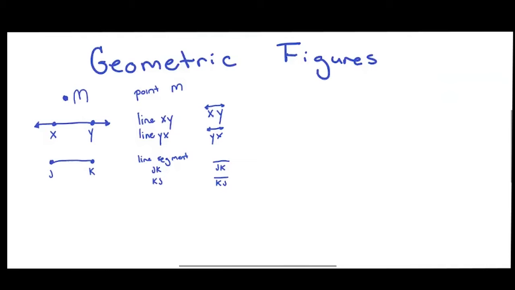Next, we're going to learn about the ray. A ray has an endpoint and then goes on forever in one direction. So we will call this ray AB. Okay? And that can be said as ray AB, or the symbol would be an arrow going in one direction, starting at the A to the right. All right, and that would be how you would write that as we name this figure.